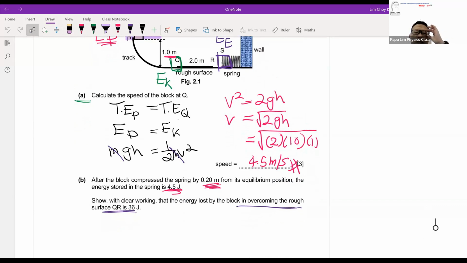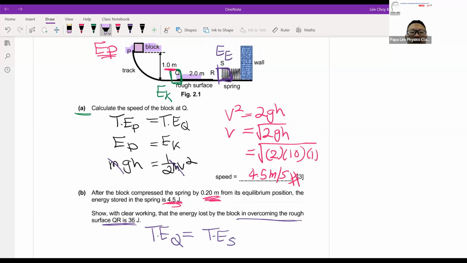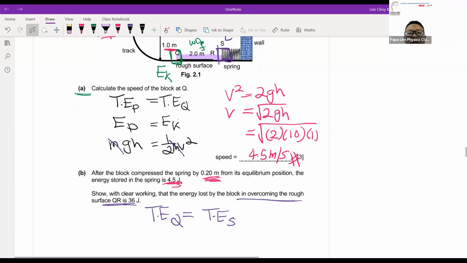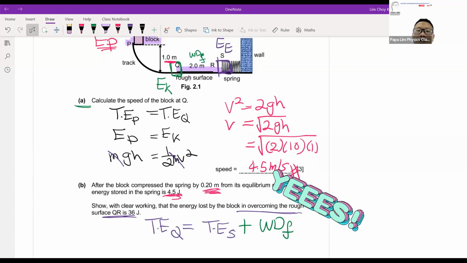You'll find that from Q to S, the total initial energy at Q will be equal to the total energy at S. When the object goes from Q to S, it actually goes past this rough surface, so there is work done. There are losses in terms of friction, so it will be work done across the rough surfaces. So in terms of conversion of energy, from the initial stage to the final stage, it comprises the energy at S plus the work done due to friction, the loss of energy due to friction when the object passes through the surfaces.